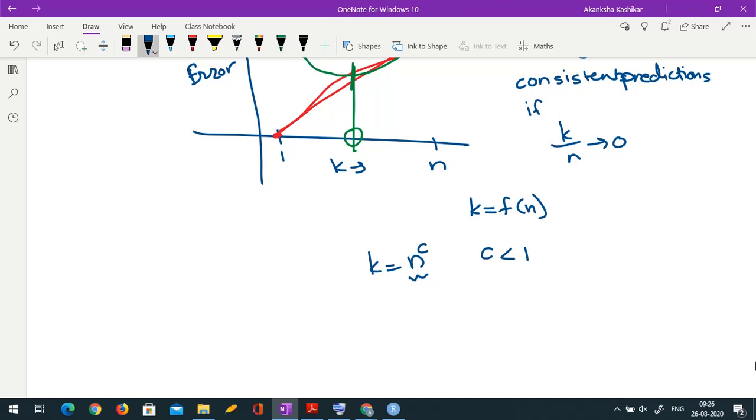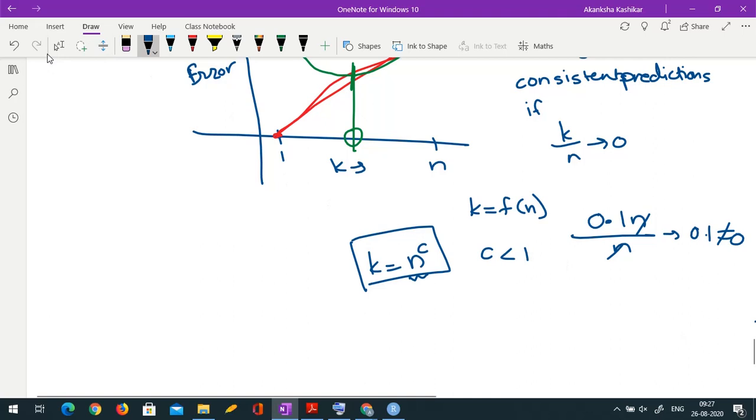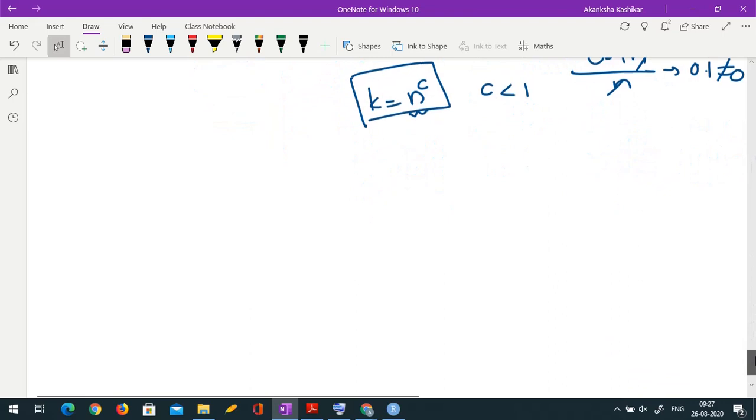Another thing, even 10% of N or 20% of N is also ideally not a valid criterion, because 10% of N would mean K equal to 0.1 N, so K by N goes to a constant, which is not 0. So ideally K should be something like this. This is important. In K nearest neighbor regression or K nearest neighbor classification, your K should be a function of N and generally some power of N with the exponent less than 1.